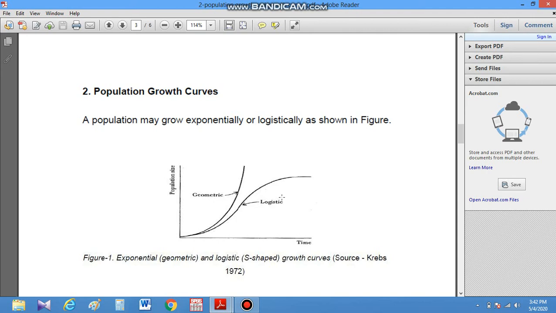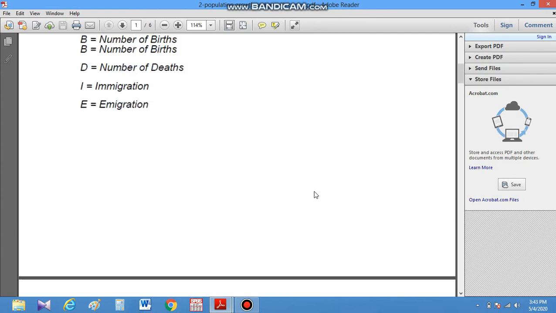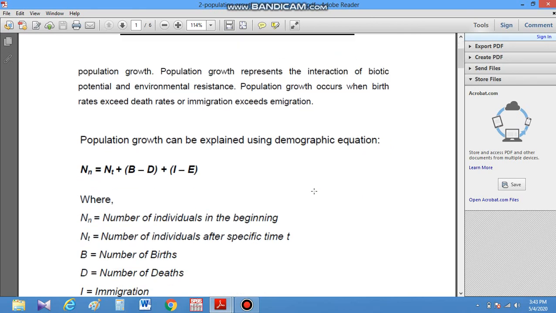K-selected species, which follow the logistic growth curve, can reproduce more than one time and produce few offspring at one time, and their population growth rate is lower. In the case of r-selected species, population growth is high, so there is a J-shaped curve, and in the case of logistic or K-selected species there is an S-shaped or sigmoid curve. So we have discussed the growth characteristics and growth curves of a given population, whether exponential or logistic. Thank you.